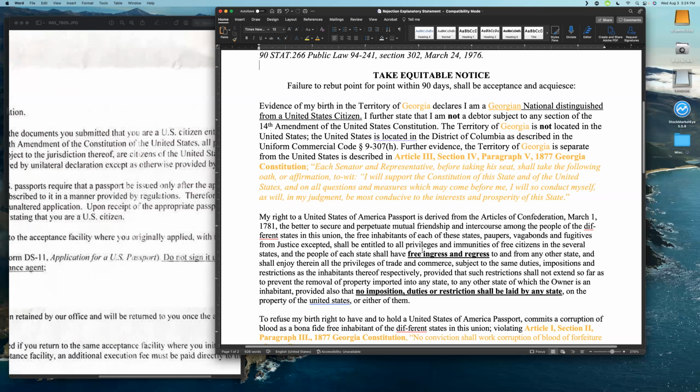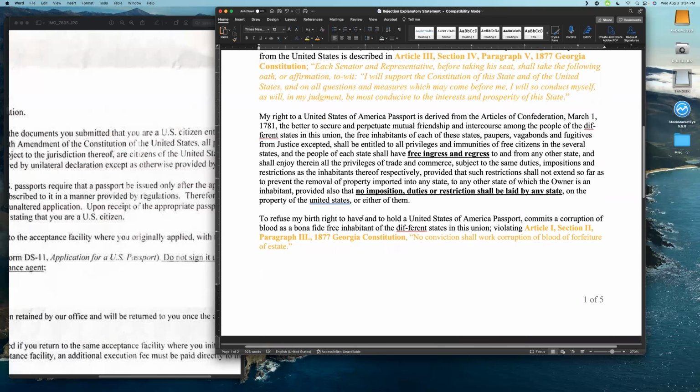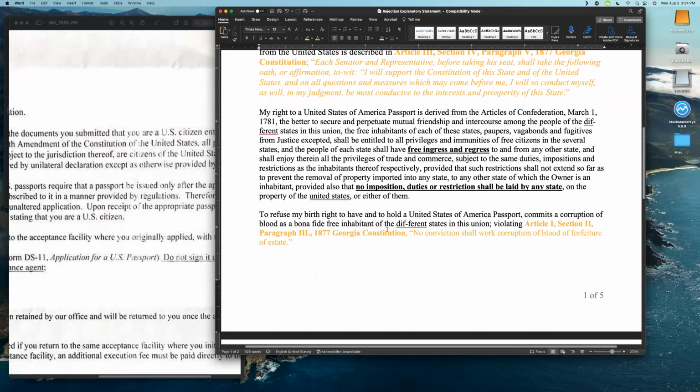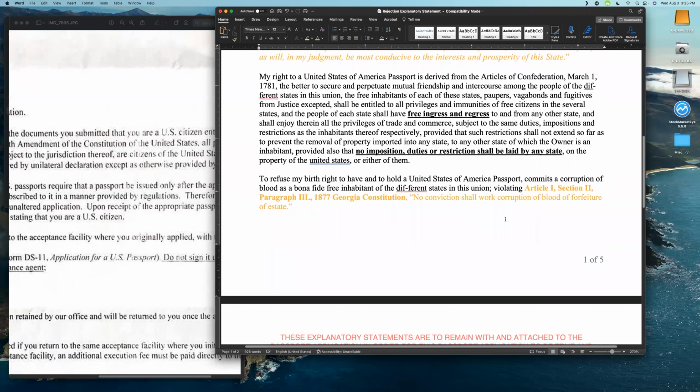So you have the right of free ingress and regress. This is your natural birthright to have a United States of America passport as a free inhabitant in the country you were born. And your birth certificate is evidence of that. To refuse my birthright to have and to hold a United States of America passport commits a corruption of blood as a bona fide free inhabitant of the different states in this union, violating the 1877 Georgia Constitution: no conviction shall work corruption of blood or forfeiture of estate.